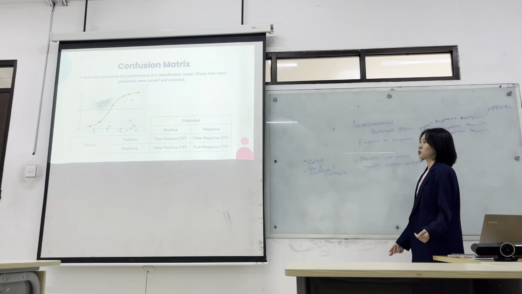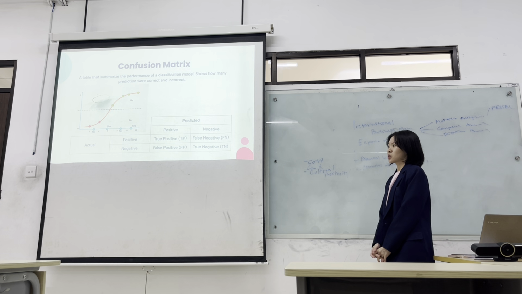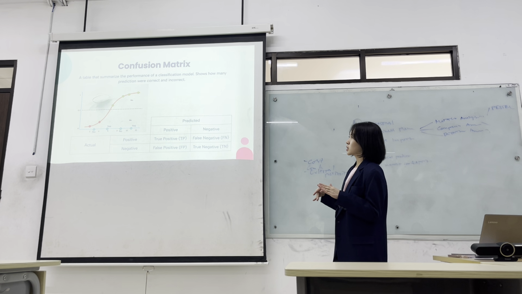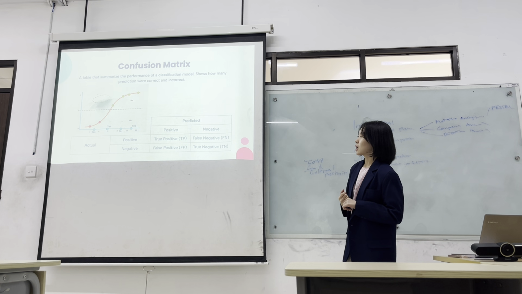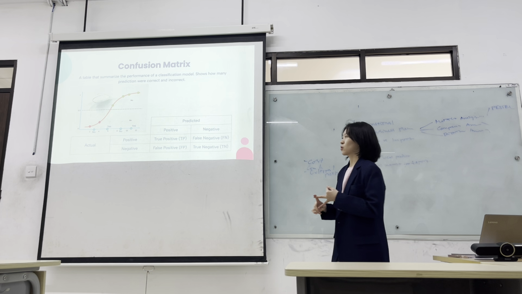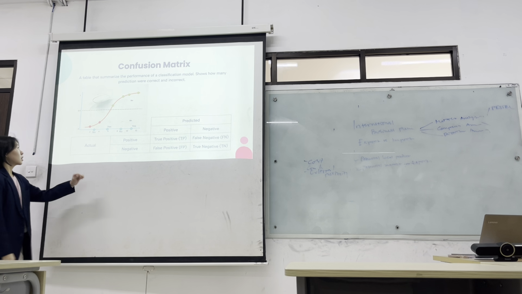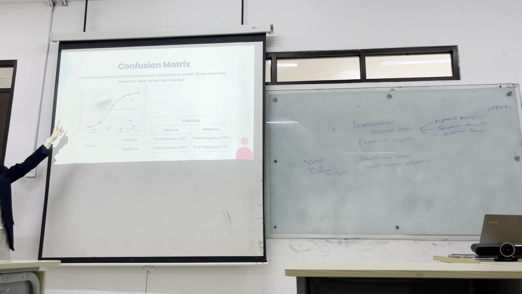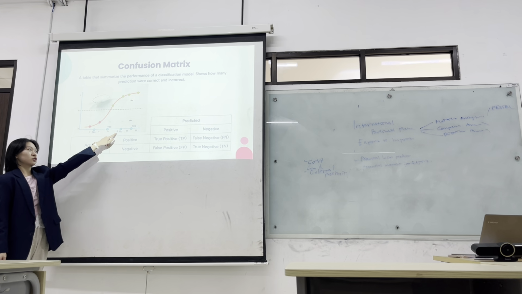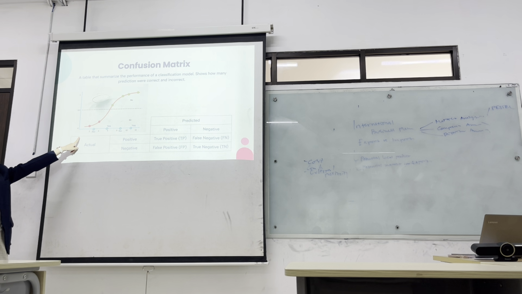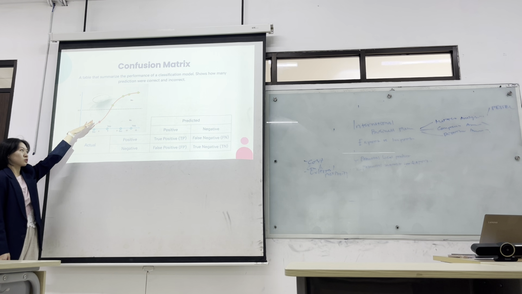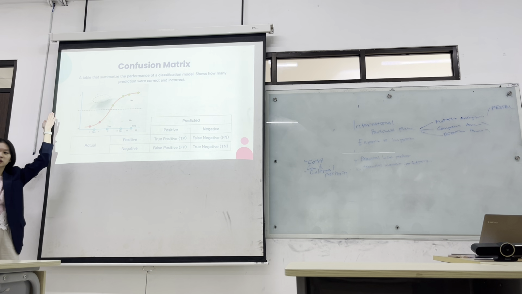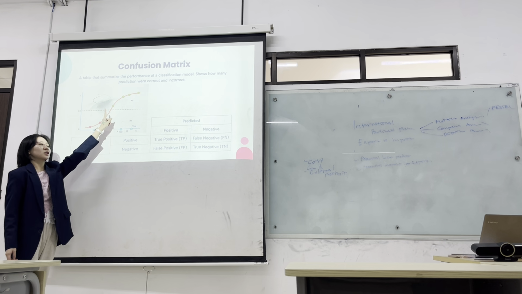And then the next one is the confusion matrix. A confusion matrix is a table that summarizes the performance of a classification model. It shows how many predictions were correct and incorrect. So for example, here I have the graph of a sigmoid curve, and this shows the actual observation result. For a threshold of 0.5, when the value is below 0.5, it's no, while if the value is bigger than 0.5, we can consider it as a yes.